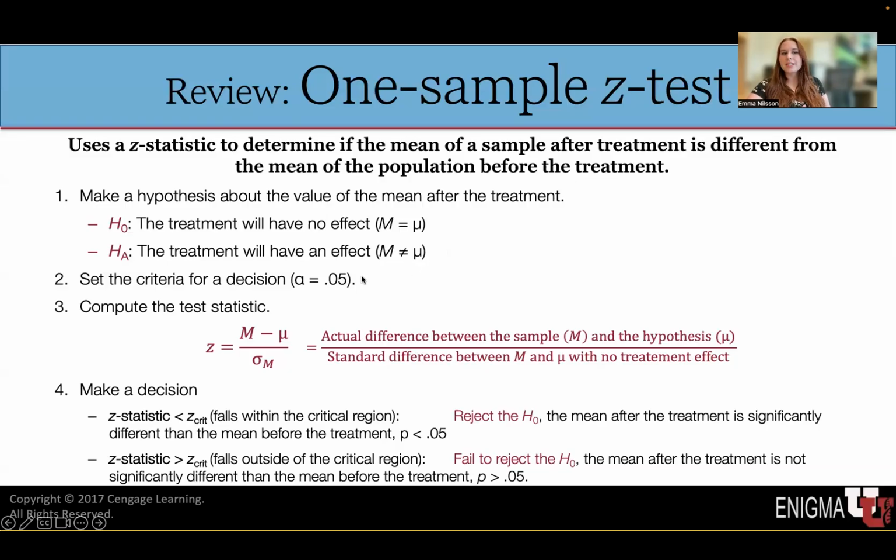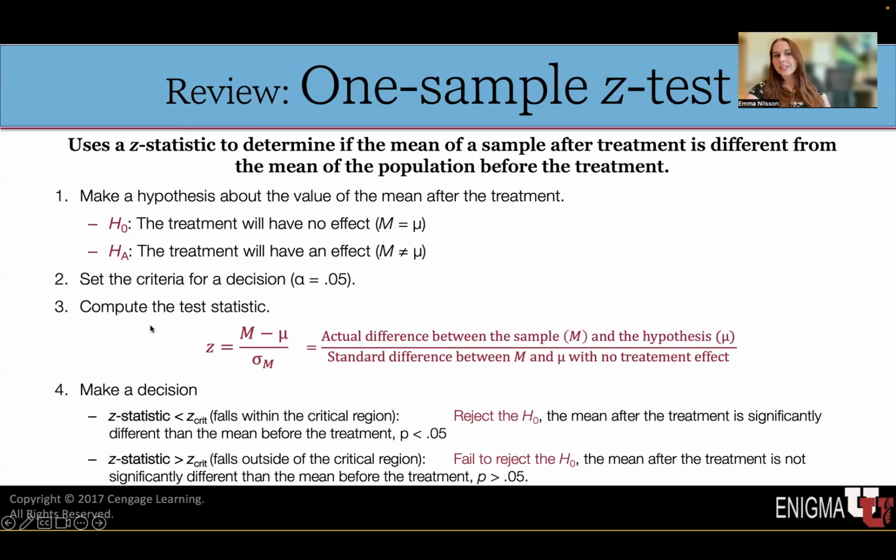The second step is we set a criteria for a decision, which is an alpha value. A common alpha value that we use is 0.05. We're going to get into today what an alpha value actually represents. But our understanding up until now is this alpha value is what we use to set our critical zone, the part on the outside of the distribution.